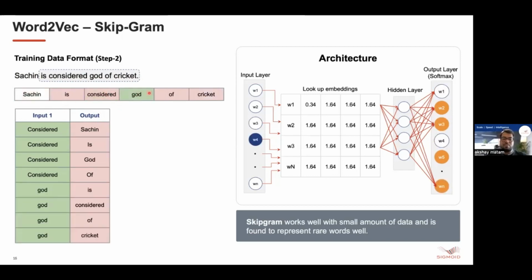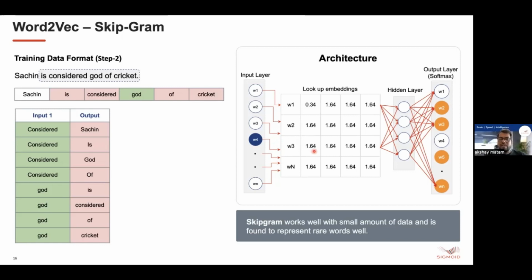Similarly, in the next step, we are going to consider god as a keyword and it is going to cover a context of 4 keywords, which is considered, of and cricket. So this is passed as training data to the architecture, and in a similar fashion as in continuous bag of words, the lookup embeddings are updated based on the backpropagation technique.